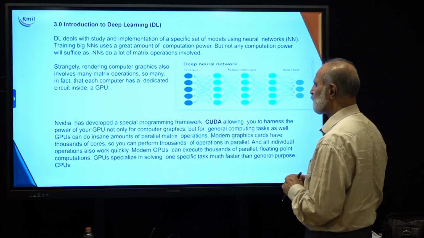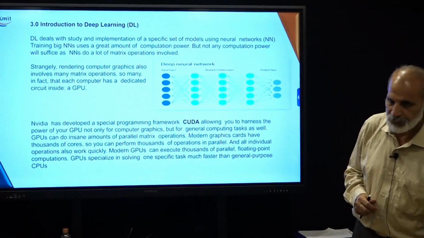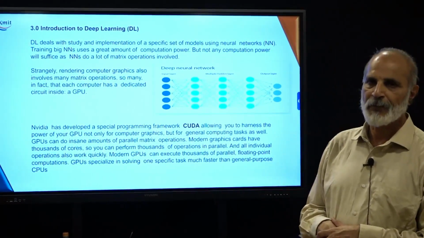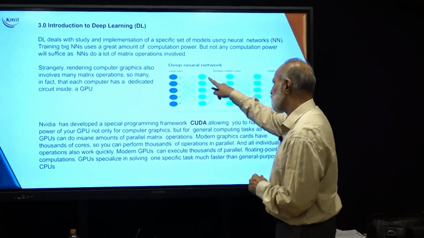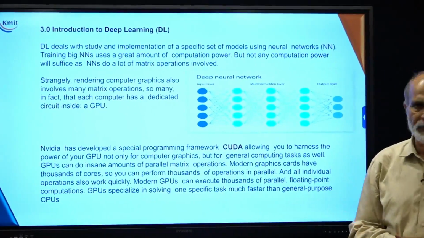Neural networks involve a lot of matrix operations. The biggest problem in a deep neural network is a matrix problem. Matrix problem means you have to update the weights. So if you have a 5 by 5 matrix, that is 25, and if you have 1000 connections, you have to have 1000 weights to be updated.